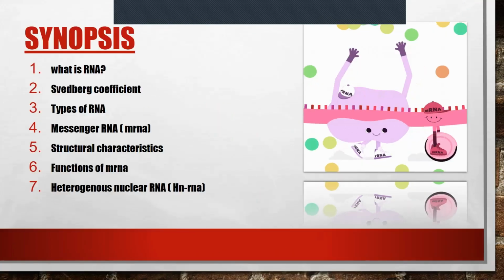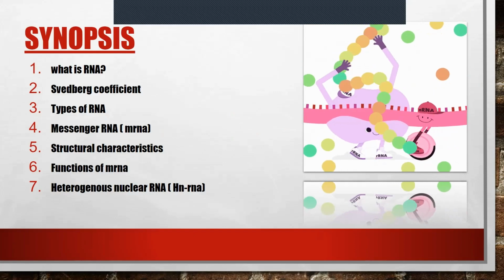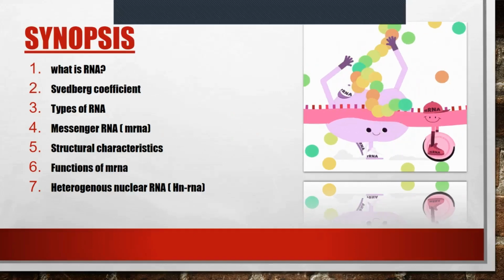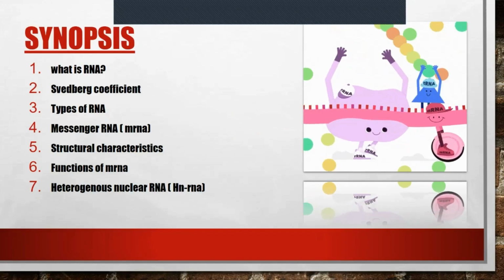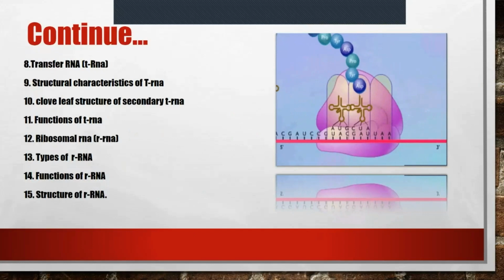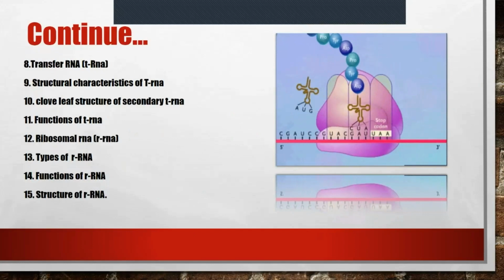In this video, we are going to learn about what is RNA, the Svedberg coefficient, types of RNA, mRNA, its structural characteristics, its functions, hnRNA, tRNA, its structural characteristics, its functions, the special cloverleaf structure of secondary tRNA, and the types, functions, and structures of rRNA.